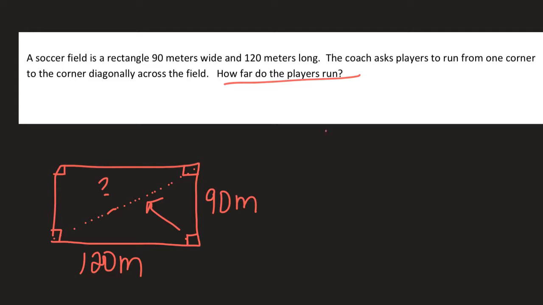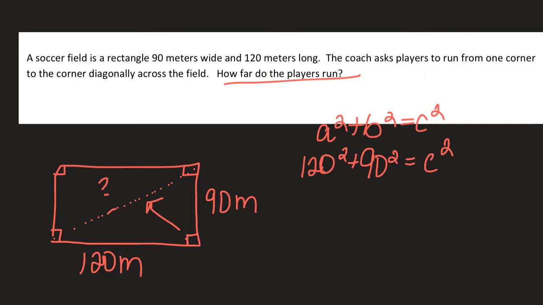So I'm going to start with my theorem. A squared plus B squared equals C squared. I'm going to use 120 and 90 for my legs. I know those are my legs because they meet to form the right angle. I know that my hypotenuse is missing because it is opposite or across from the right angle.